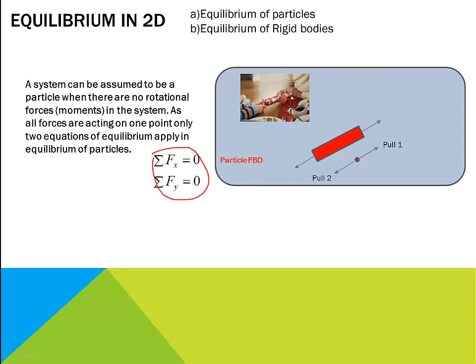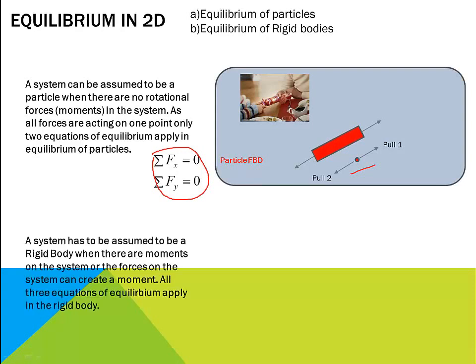In this example, we can see two people pulling a Christmas cracker. Here the system is the cracker and the external forces are pulling forces. Since both forces are on the same line of action, the system does not rotate. Hence, the system can be analyzed as a particle system.